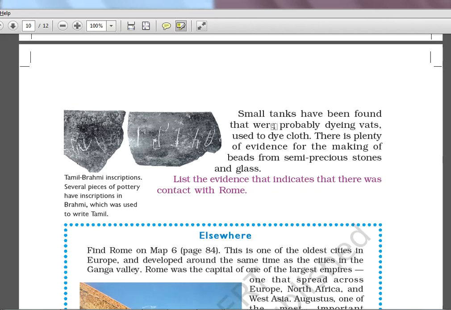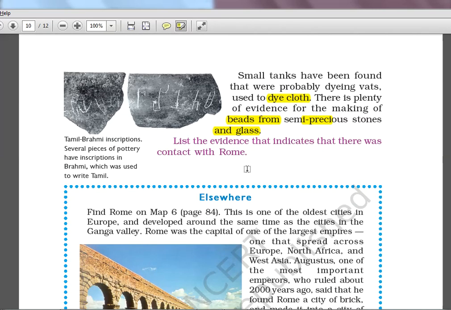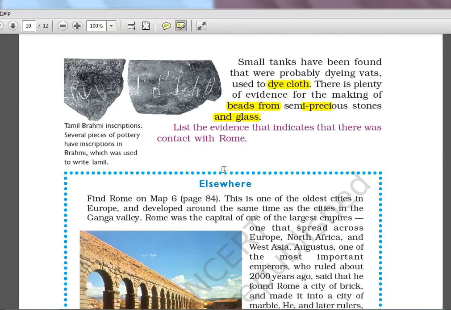Small tanks have been found that were probably dyeing vats used to dye cloth. There is plenty of evidence of the making of beads, semi-precious stones, and glass. Okay, so India was a very rich country at that time. Try to hear Shashi Tharoor's speeches. He will explain more about all these things, like how India used to do rich trade with all the Western nations.